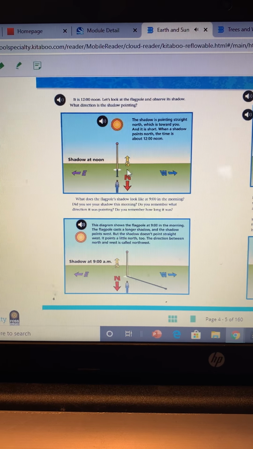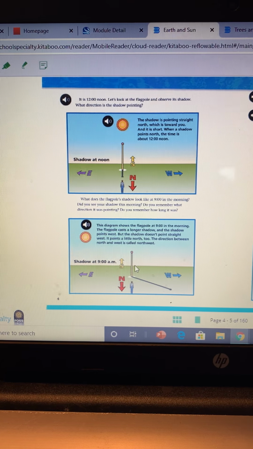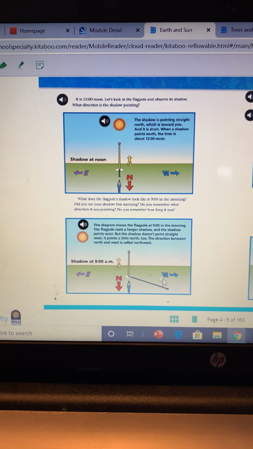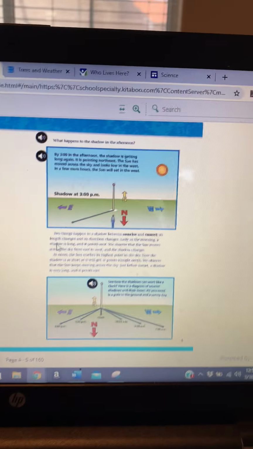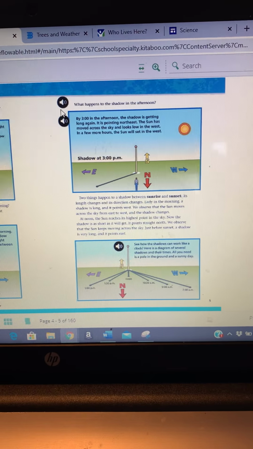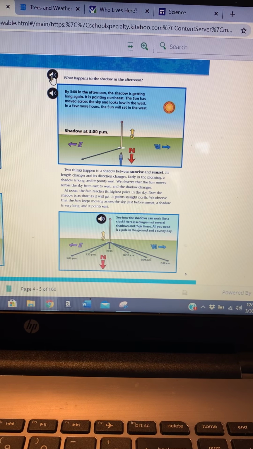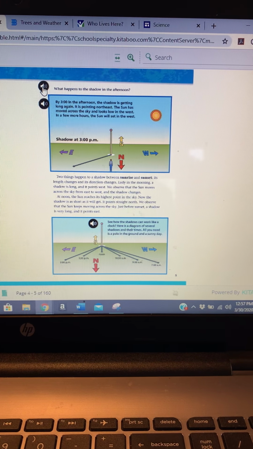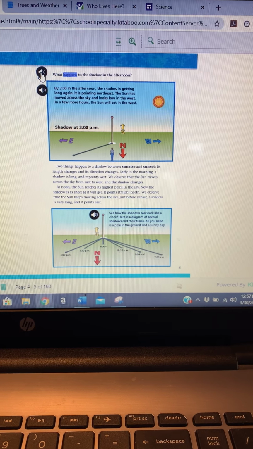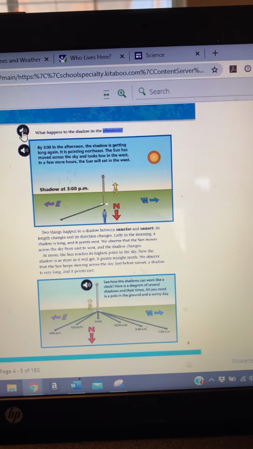So you can look, here's the shadow at noon, and here's the shadow at 9 a.m. So you can see it's longer, and it's facing a little bit of a different direction. Let's go to the next one. What happens to the shadow in the afternoon?